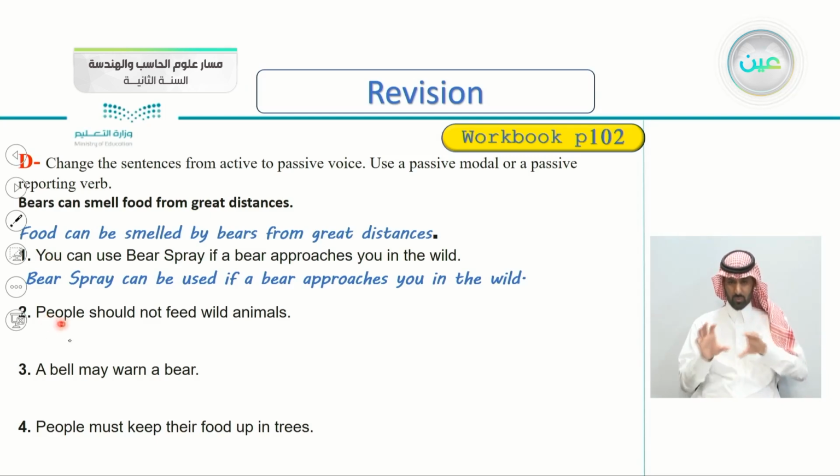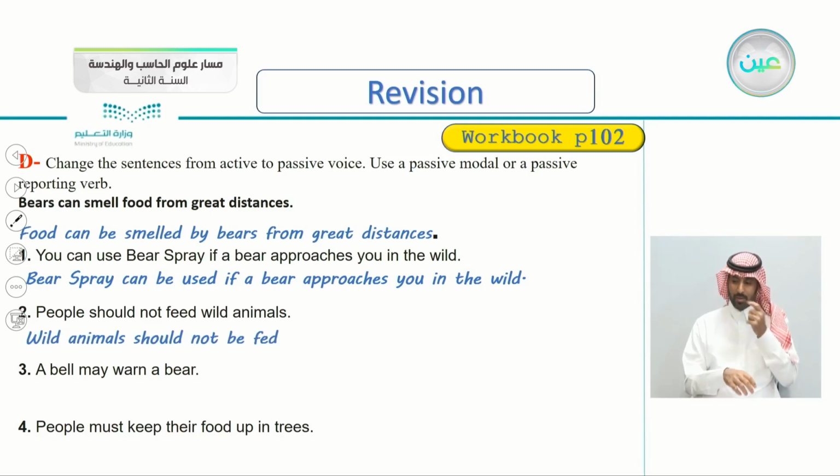So number two, people should not feed wild animals. People, this is the subject, should not feed wild animals. So wild animals here is the object. So how do we change it from active to passive? Very good. We say wild animals should not be fed. Wild animals should not be, and the past participle of the verb feed is fed. Should not be fed. Very good.